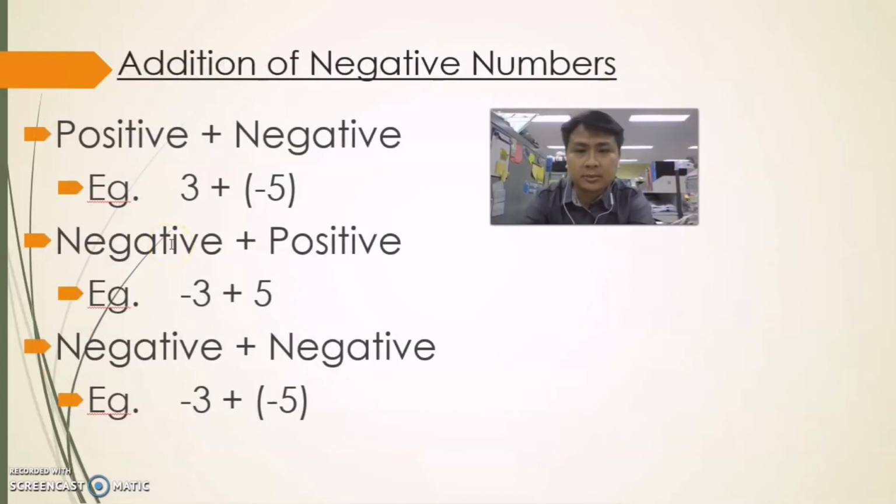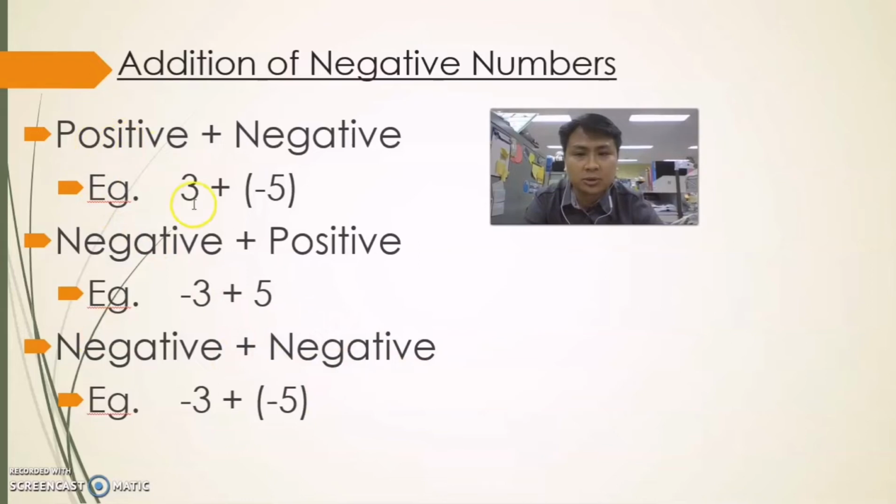Alright, let's take a look at some examples now. When we are adding negative numbers, there will be three scenarios. The first scenario is a positive number adding a negative number. The second scenario is a negative number adding a positive number. The last scenario is a negative number adding a negative number.